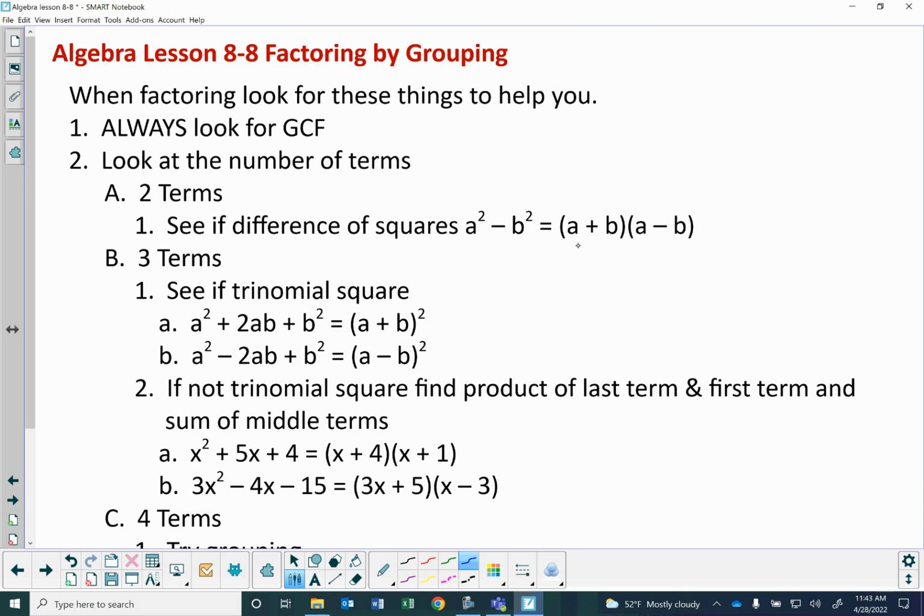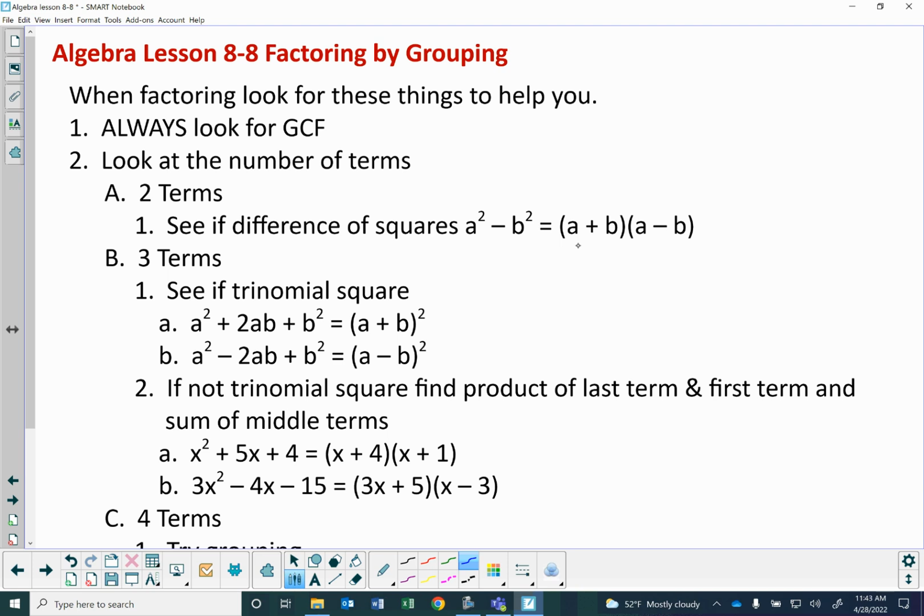Then look at the number of terms. If you only have 2 terms, see if it's a difference of squares. See if the first term's a perfect square. See if the last term's a perfect square. See if there's a minus sign between them. If it is 3 terms, first thing I would look for is, is it a trinomial square? Is the first term a perfect square? Is the last term a perfect square? Is the middle term twice the first term times the last term, or the opposite of twice the first term times the last term?